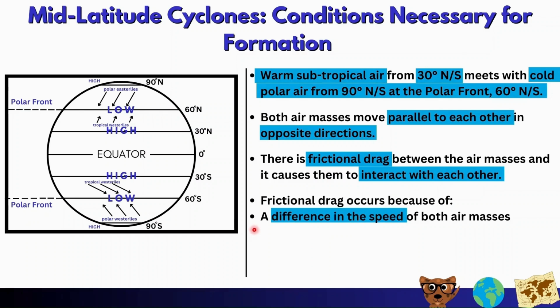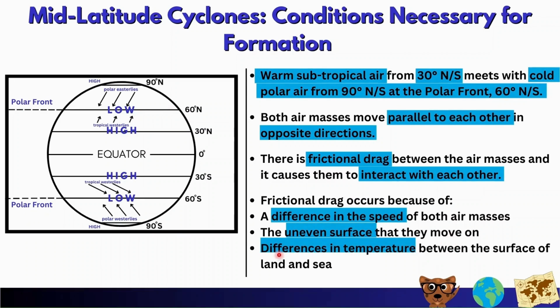The first reason is a difference in the speed of both air masses. Remember, cold air is a lot more dense, therefore it will move a lot quicker than your warm air. The second reason is the uneven surface that they move on. And the third reason is differences in temperature between the surface of land and sea.